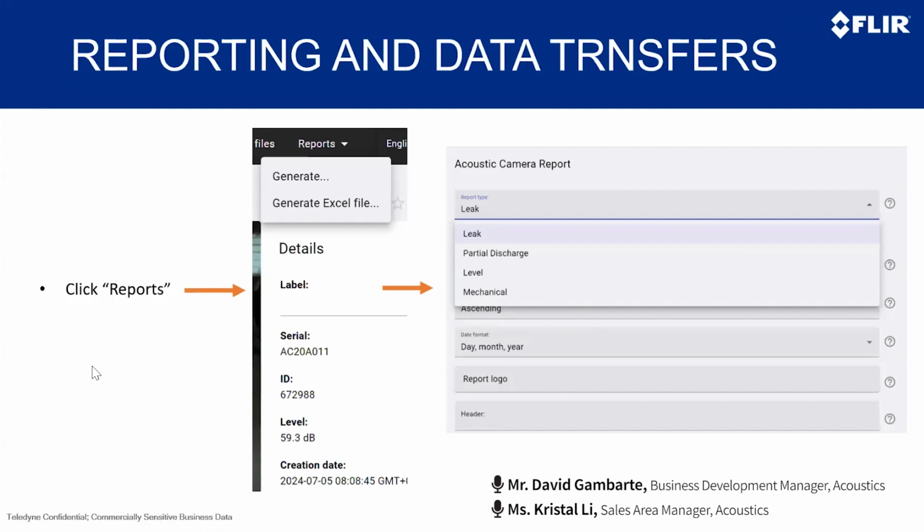But then there's also quite a special report focusing only on level, that's dB level. We use this type of report for customers who only want to focus on comparing the severity of the leaks or partial discharge. They don't need the analysis details, but they just want to compare for further internal analysis, level. This kind of report will be more straightforward.